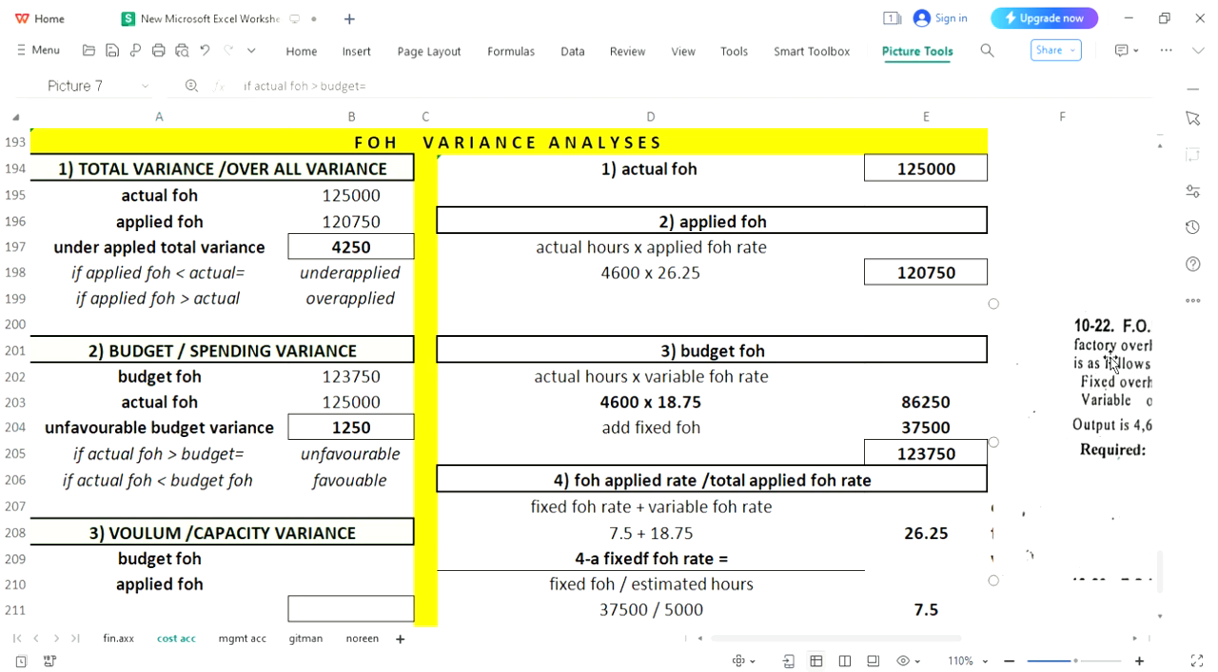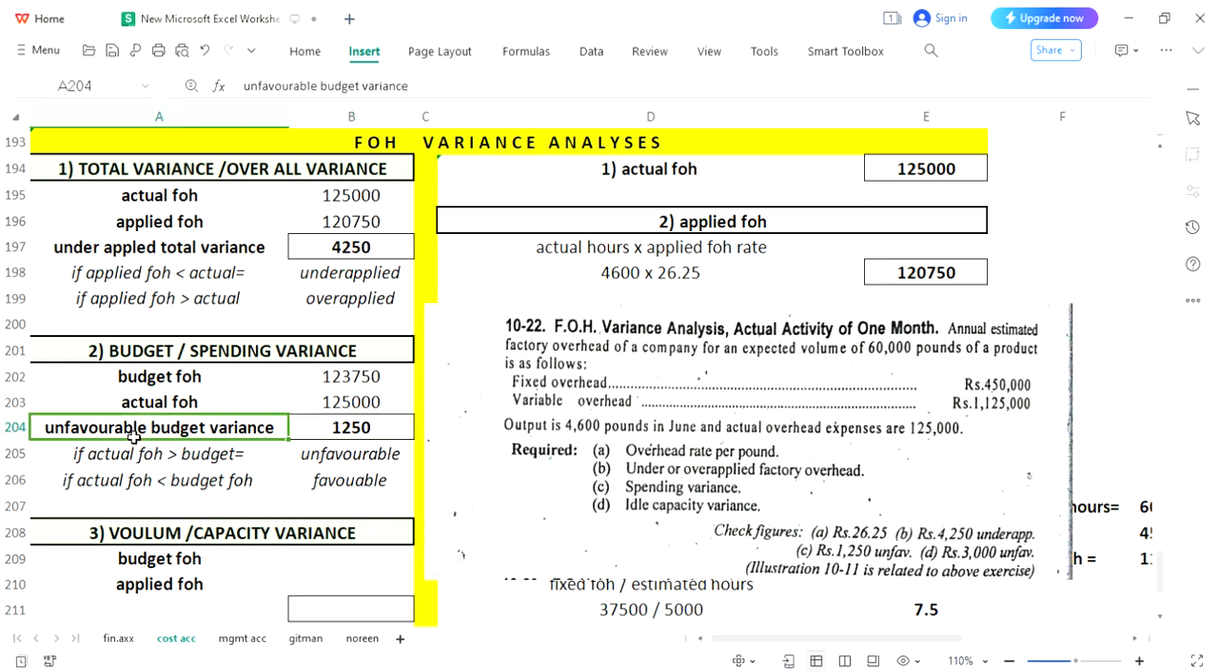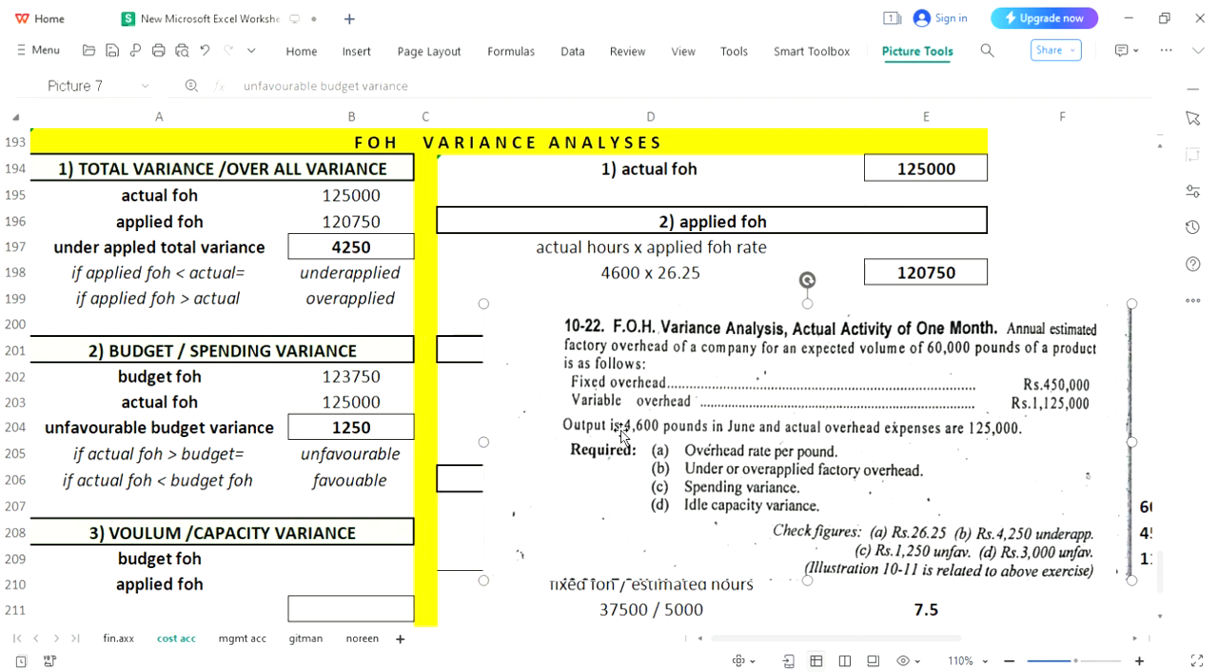Let's see which requirement it was. You can see C was the requirement for spending variance. C over here is 125 and our answer is 125, and it is written unfavorable, and we have also mentioned unfavorable. Second requirement thankfully completed.